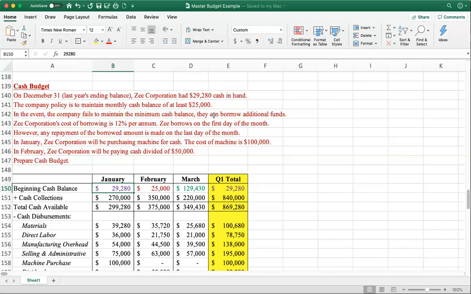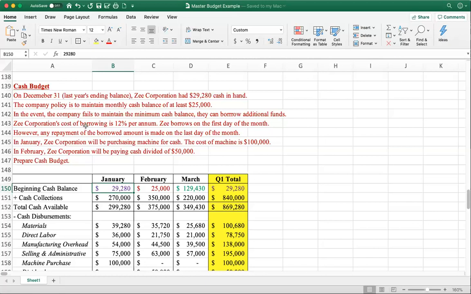Now, the company policy is to maintain a monthly cash balance of at least 25,000. So they have to maintain $25,000. Now, in this case, the January balance was $29,280. So that's perfect. But if it was lower than that, then the company has to take some actions. What action could they take? In the next row, it says that in the event the company fails to maintain the minimum cash balance, they can now borrow additional funds.